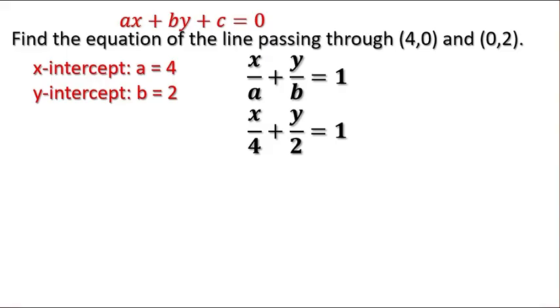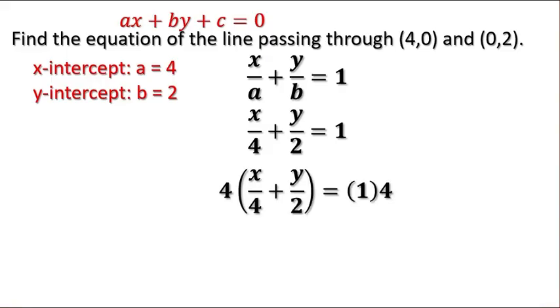So to do that, we need to multiply both sides of the equation by the LCD. What is the LCM of 4 and 2? If your answer is 4, you're correct. The LCM is 4. So to eliminate 4 and 2, we need to multiply both sides of the equation by 4. So here we will perform the distributive property.